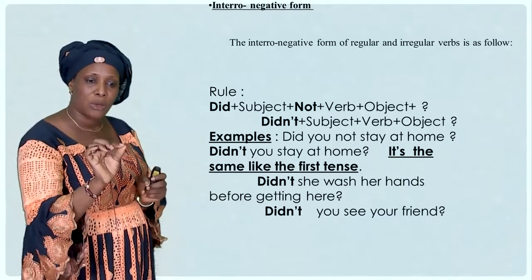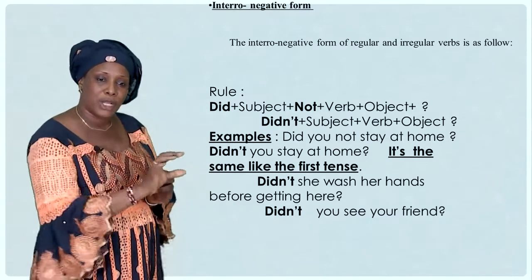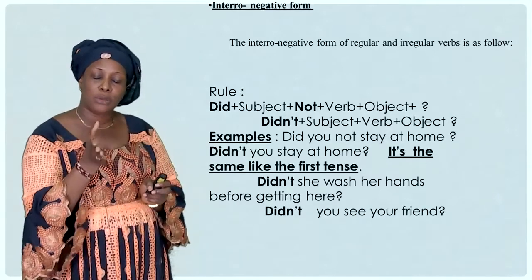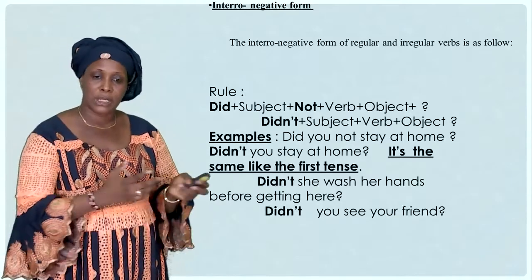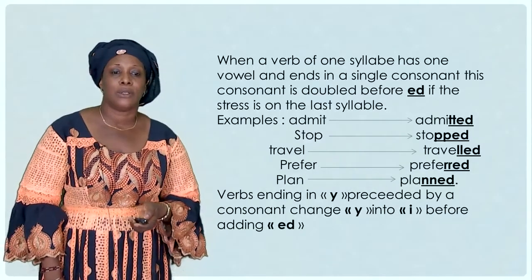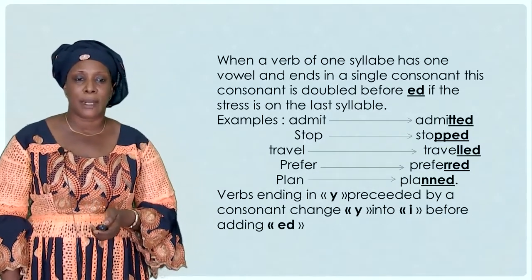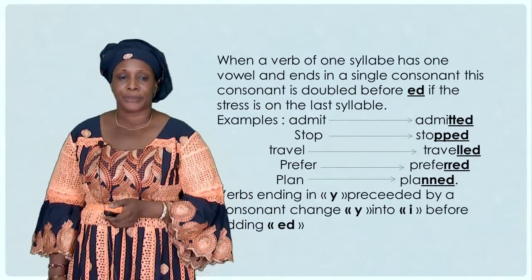Didn't you see your friends? I'm sorry. Didn't you see your friends? If you want, you can take here also did not. Didn't or did not. Okay, student. You see with me? Let's move to the remarks.